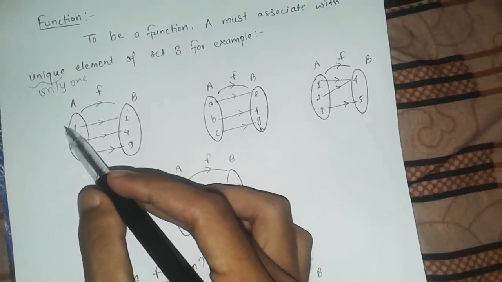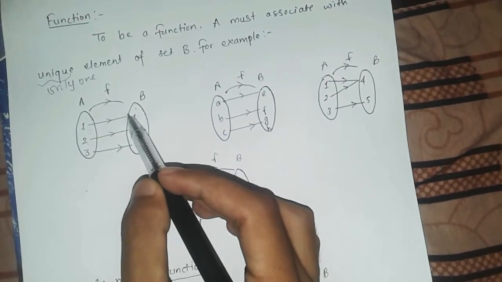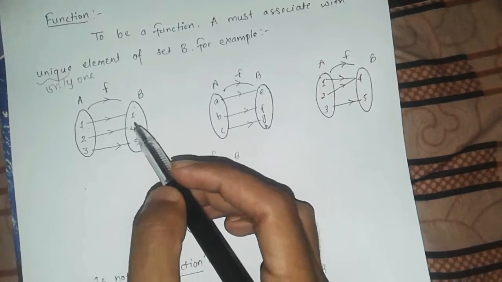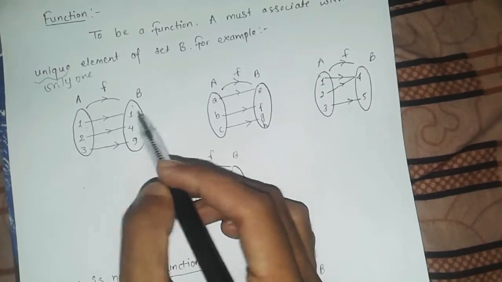That means every element of A should have an element in B, but only one element.